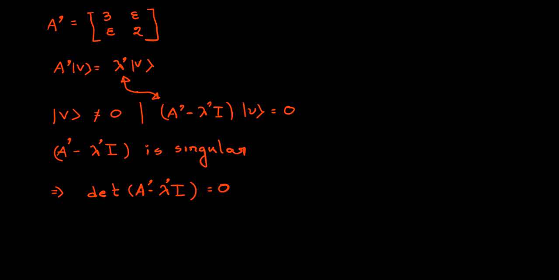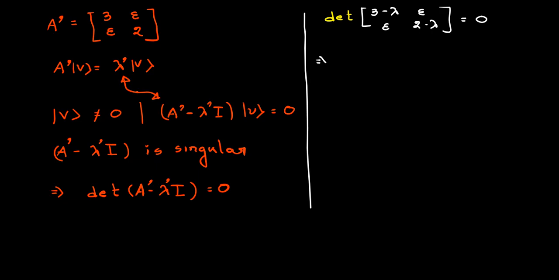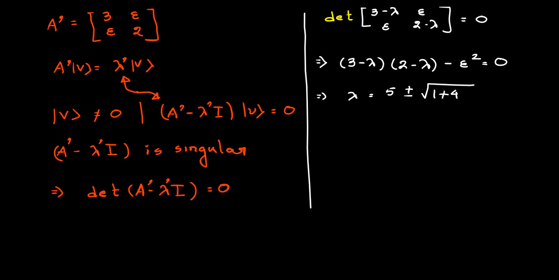So let's find the eigenvalues. Since the determinant has to be 0, let's do the calculation. The determinant of the matrix A prime minus lambda I will look like this: 3 minus lambda, epsilon, epsilon, and 2 minus lambda, which must be 0. Let me draw a straight line here. That implies, what do we get? We get (3 minus lambda)(2 minus lambda) minus epsilon square equals 0. And then what are the values of lambda? Lambda will look like 5 plus minus root of 1 plus 4 epsilon square, divided by 2.